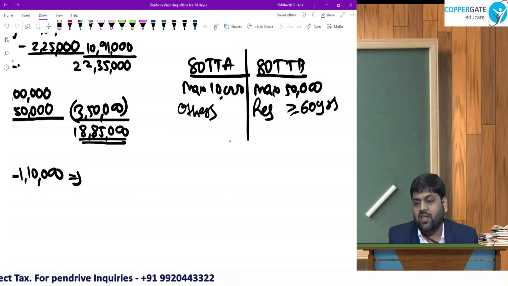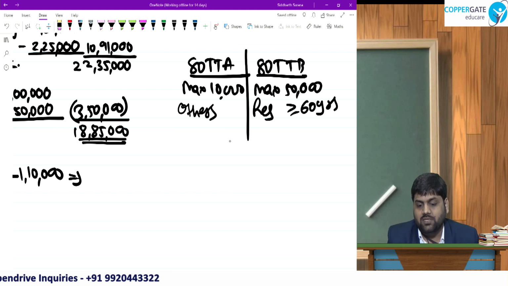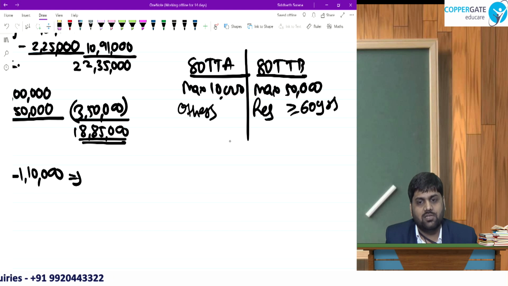So who will take 50? Resident senior citizen. Other people will go where? In maximum of rupees 10,000. So what is the deduction under 80 TTA? Maximum 10,000. What is the deduction under 80 TTB? Maximum 50,000. This is also maybe something which some of you all are aware.